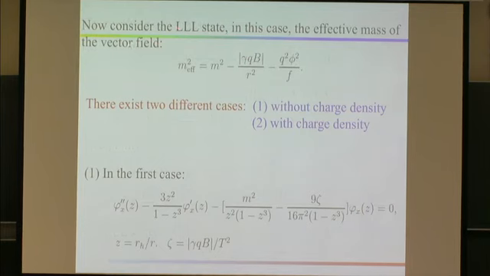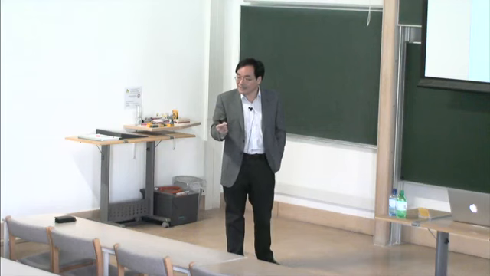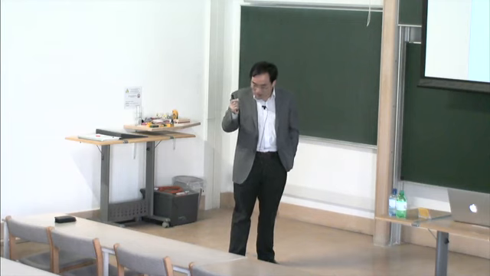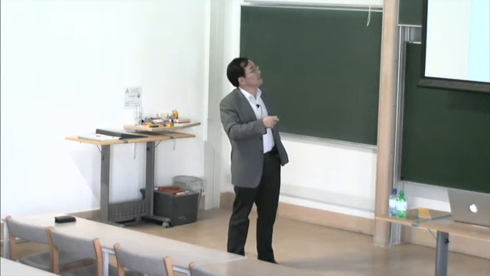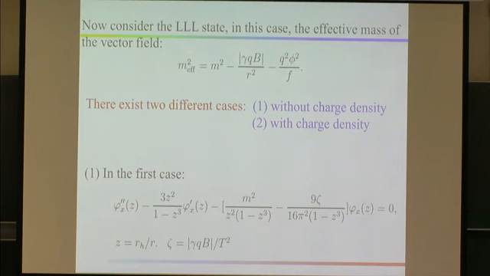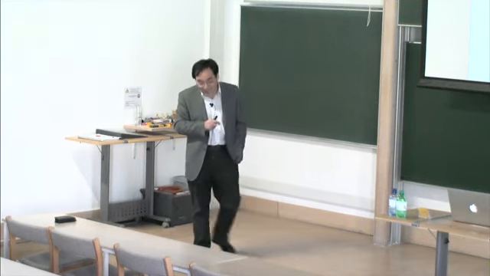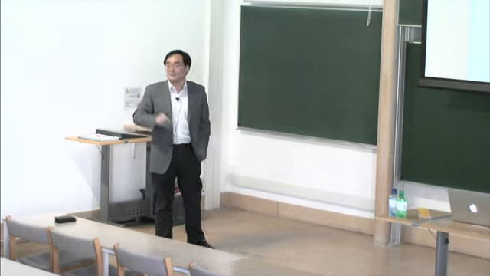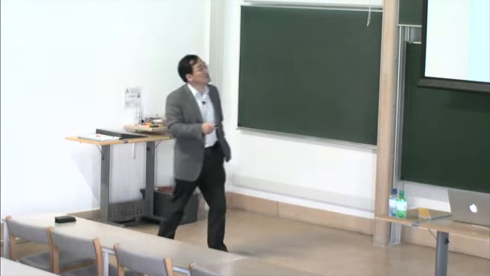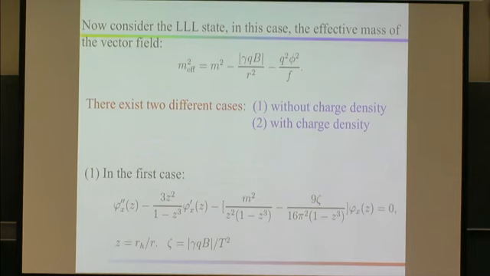So now we consider the lowest Landau level state. In this case, the effective mass of the vector field behaves like this one. Crucially, the contribution is negative. So when we increase the magnetic field, the mass square will turn negative, reaching some critical value. In this case, the condensation of the vector happens here, even when this term vanishes.